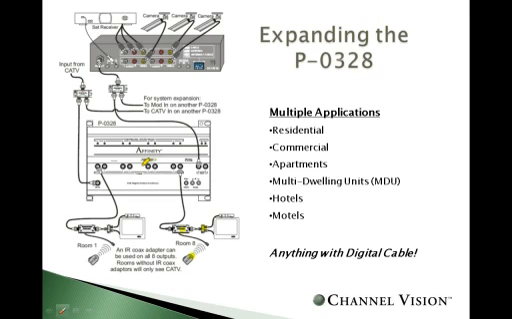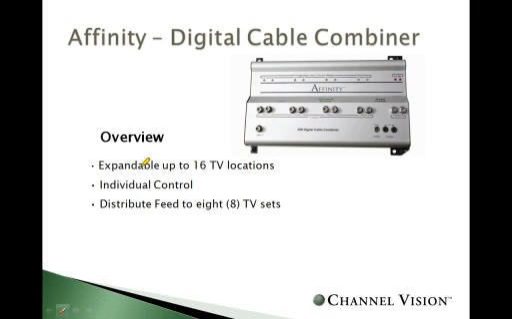Now, a few things to consider in review of that are how many locations can I expand this cable combiner up to? Well, it's not designed for a 100 condo project, for example. Between 16 and 24 locations are about the maximum amount that you want to distribute this to. Keep in mind, we still have to factor in RF decibel loss as you distribute this throughout your location. However, the P0328 does offer you individual control, so you can offer customized solutions for your customers' needs without interfering with their other programming, and distribute this to 8 different televisions.